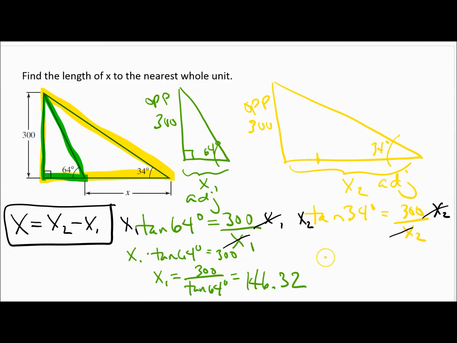That gives me x2 times the tangent of 34 degrees is equal to 300. I'm going to divide both sides by the tangent of 34. So x2 is 300 divided by the tangent of 34 degrees. And then I type that in my calculator. So 300 divided by the tangent of 34 gives me 444.77.